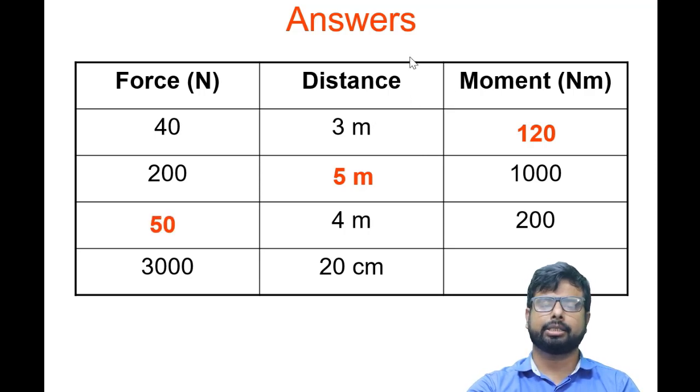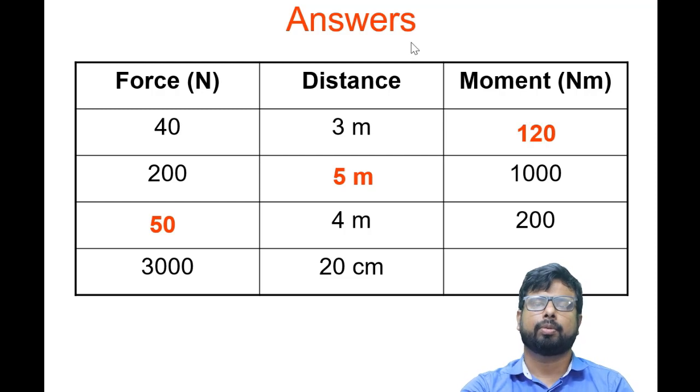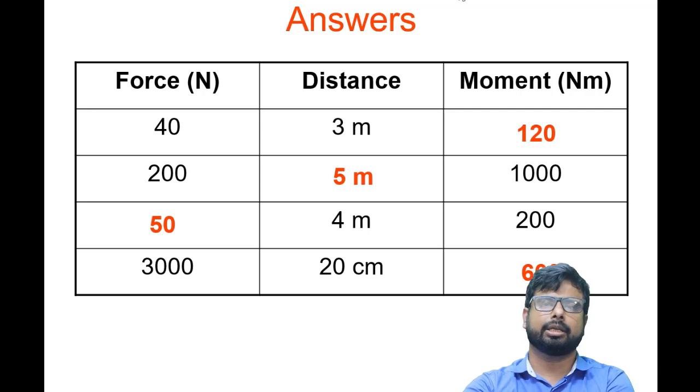Now in the third case, we have to find the force. Distance and moment are given. So moment divided by distance equals force. So 50 Newton. Now case number 4, force and distance are given, but the distance here is 20 centimeter. So we have to convert the centimeter unit into meter, divided by 100. So 600 Newton meter.